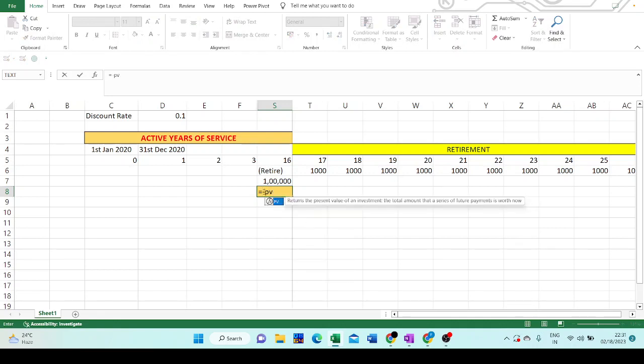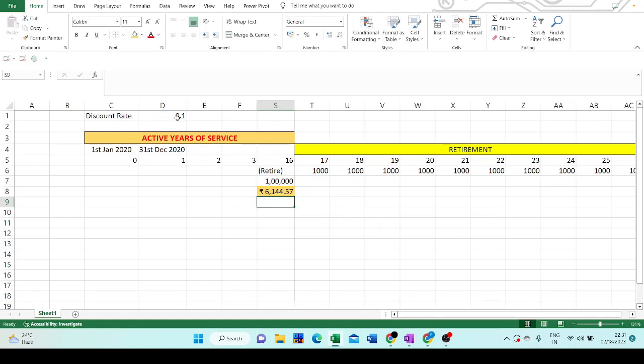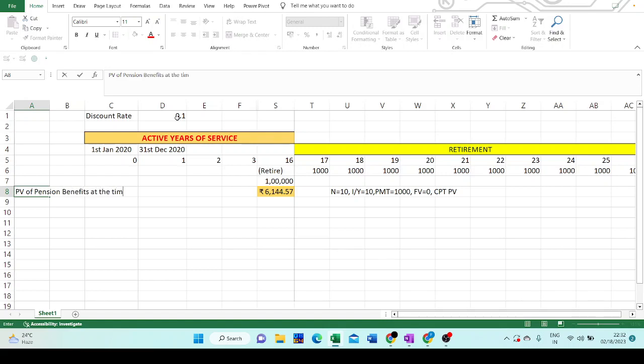In your calculator guys, type n equals 10, I/Y is 10, PMT 1000, FV 0. Calculate guys, find PV. Please type n is equal to 10, I/Y equals 10, PMT equals 1000, which is your annuity, FV equals 0, CPT, PV. How much did you get? Guys, 6144 point... 0.5. So, present value of pension benefits at the time of retirement is 6144.57.